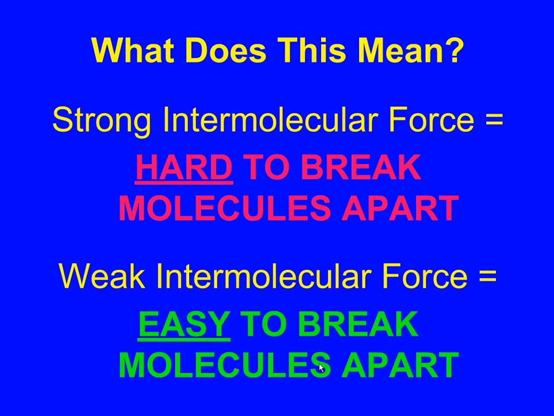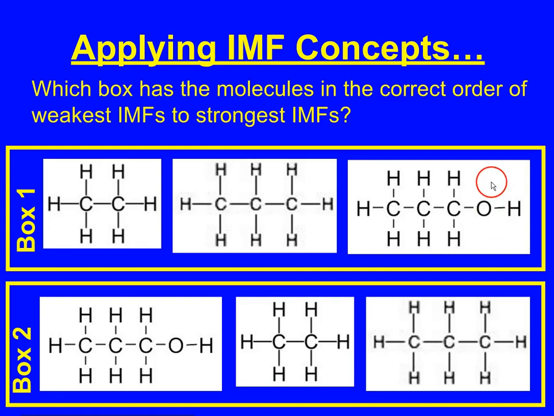All right, so here's a couple of questions for you, after one more little summary. What does this mean? Strong IMFs are hard to break apart. They have high boiling points. They are slow to evaporate. If you have a weak IMF, on the other hand, it's easy to break apart. It boils at a low temperature, low boiling point, and it evaporates very quickly and very easily. All right, now that I've built up your excitement, you guys ready for some questions? Here we go.